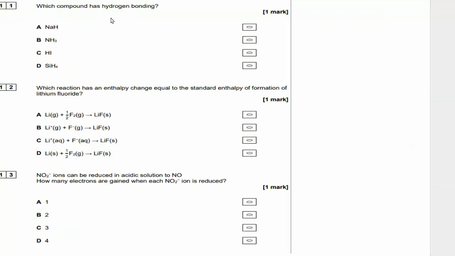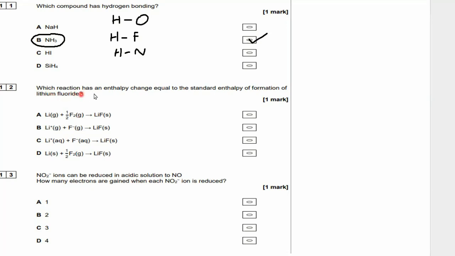Let's look at this next one. Which compound has hydrogen bonding? Question 11. So really, you've got to remember there are only 3 elements that give us hydrogen bonding. When oxygen is bonded to hydrogen, or fluorine is bonded to hydrogen, or nitrogen is bonded to hydrogen, you will only get hydrogen bonding if you see this bond in a molecule. And the only molecule here with one of those is ammonia, NH3. So the answer is B.